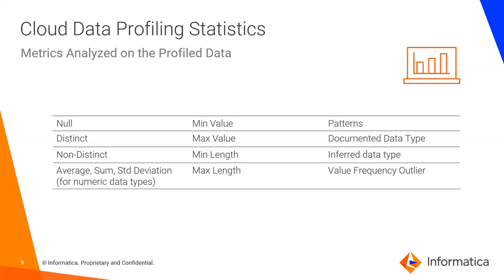For numeric data types, you will have the option to view the average, sum and standard deviation. And we also have the option to view the minimum and maximum value. So let's say for a numeric column like salary, if we would want to know what's the minimum and maximum salary, profiling would give us the result. Additionally, we have minimum and maximum length details as well available for each column. Along with that, we also have documented data types, inferred data types, and one interesting feature which is value frequency outlier.